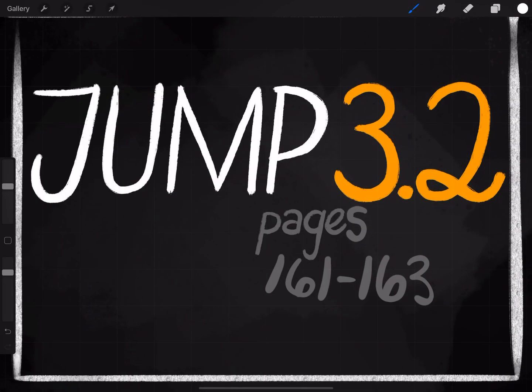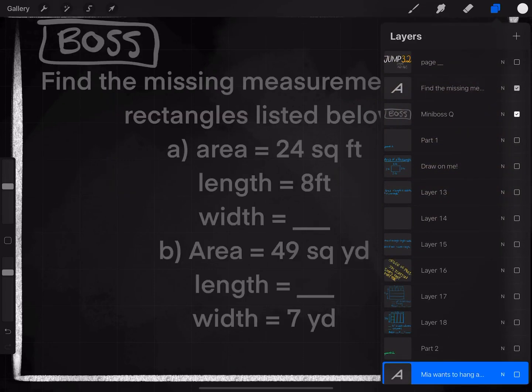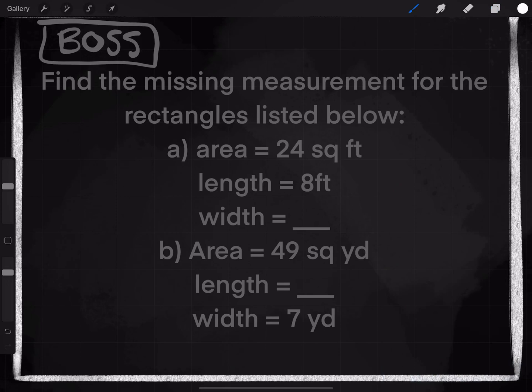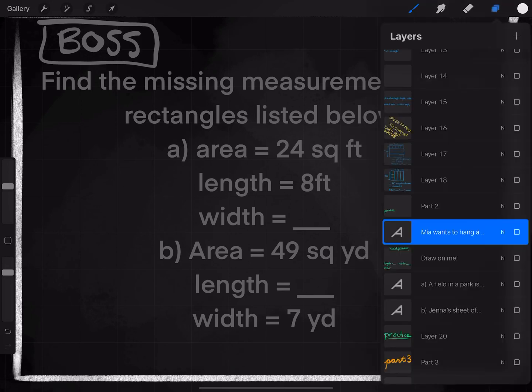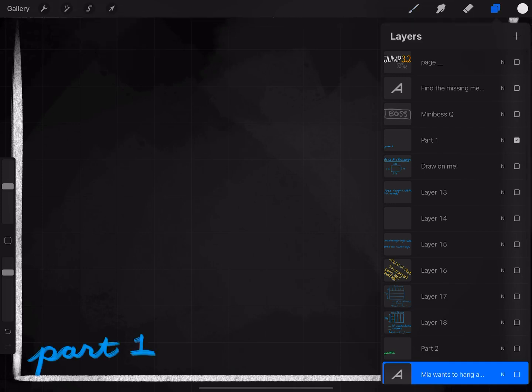Here we have jump pages 161 through 163. And our mini boss question is to find the missing measurement and just assume that these shapes are all rectangles. So if the area is 24 square feet and the length is 8 feet, what's the width? And for part B, if the area is 49 square yards and the width is 7 yards, what's the length? If you can solve that, this lesson will probably be quite easy.